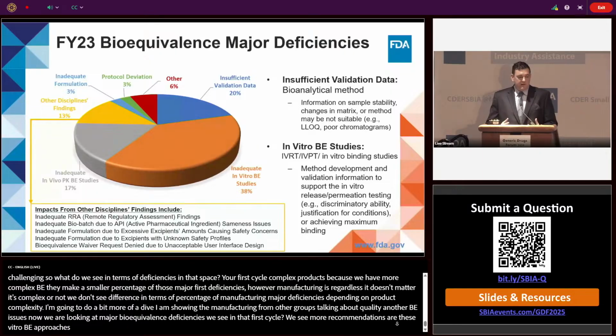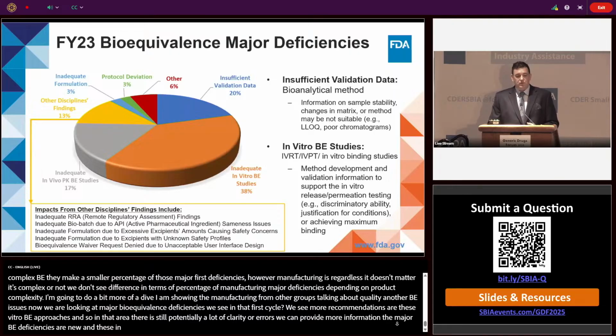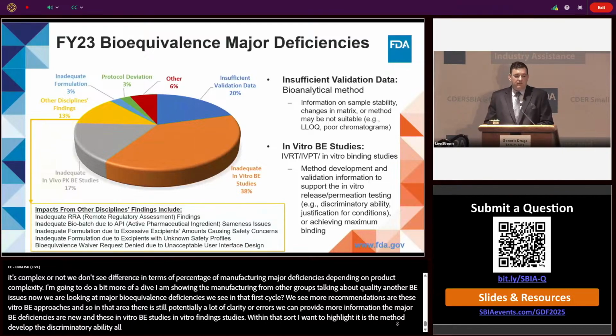It's a growing area because the major BE deficiencies that we're generally seeing are in these new in vitro BE studies, in particular the in vitro release testing, in vitro permeation testing, and in vitro binding studies that are done. However, within that scope, I do want to highlight that it's not necessarily the study design or everything else like that. It's the method development, the discriminatory ability, and all the additional information for the analytical components that help support the adequacy of those studies that we're seeing.